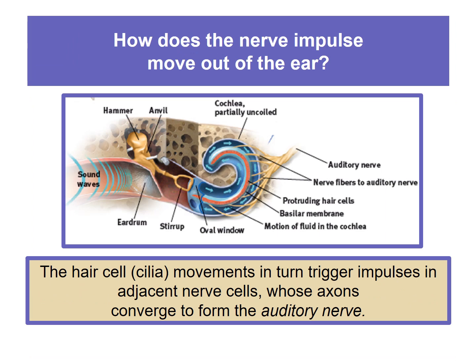Okay, so moving on, how does the nerve impulse move out of the ear then? The hair cell, the cilia, movements, in turn trigger impulses in adjacent nerve cells. So the little tiny hairs moving around trigger an impulse in nearby nerve cells. And the axons in those nearby nerve cells converge, so they come together to form an auditory nerve, which is so cool.